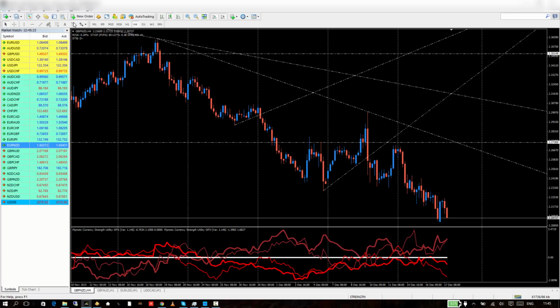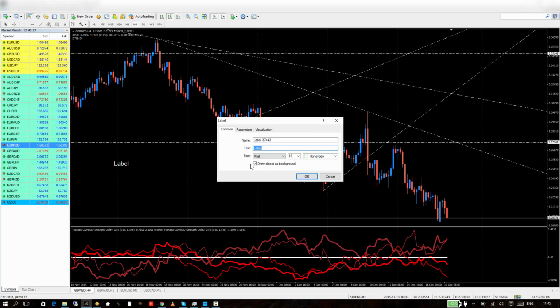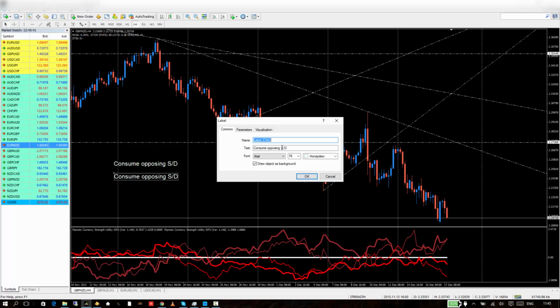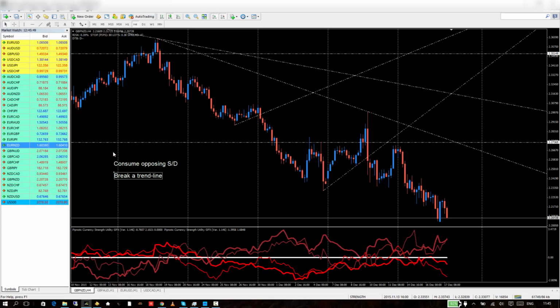So just be very mindful of that. So if we write that here, there's the first one. So you want it to consume supply or demand, or you want it to break a trend line. So these are the two reasons that will qualify an area of supply or demand.